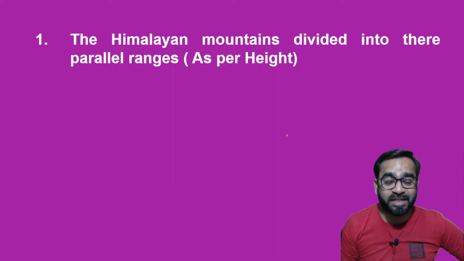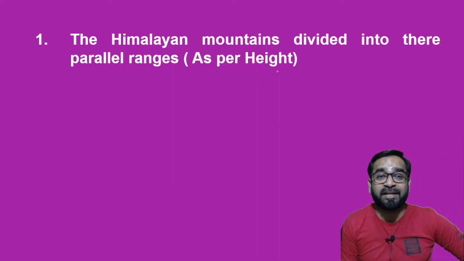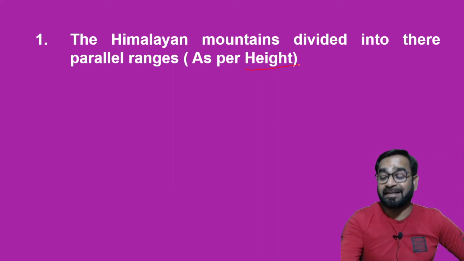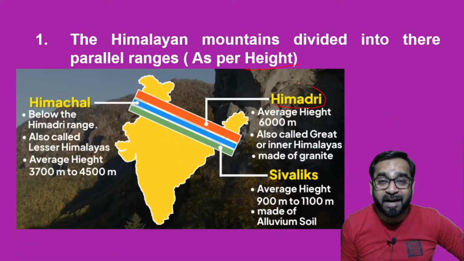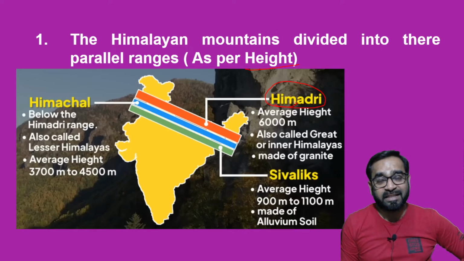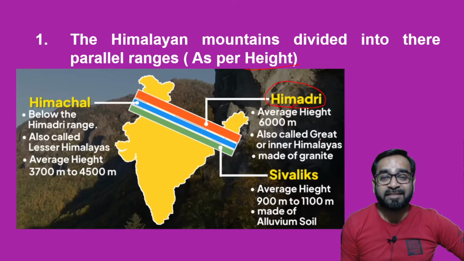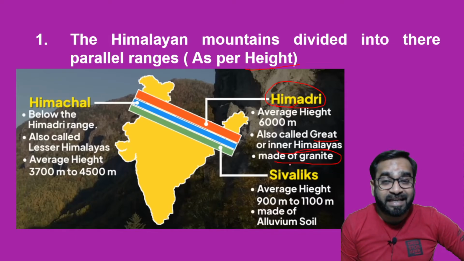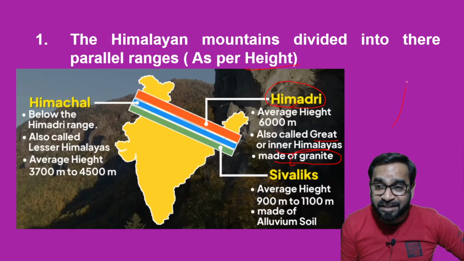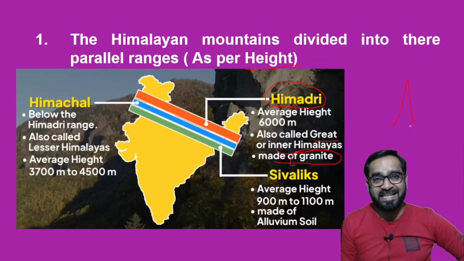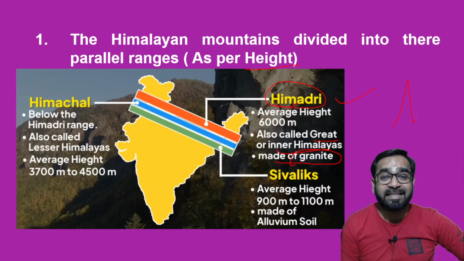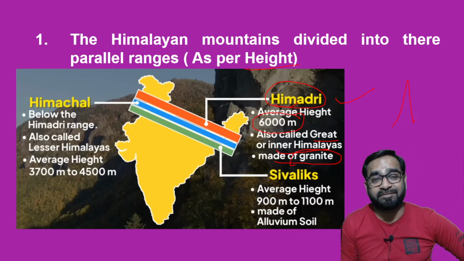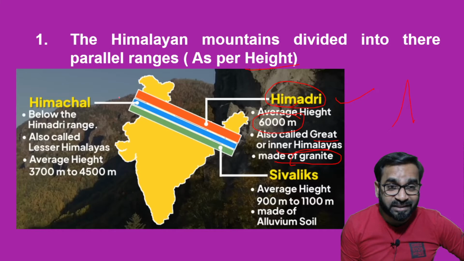Now we are going to study the Himalayan mountains, which are divided into 3 parallel ranges as per their height. The first one is, dear students, Himadri. The other names of Himadri are the Great or Inner Himalayas, and they are made up of granite, my dear friends. The height of the mountains varies, but the average altitude of the Himadri is 6,000 meters, dear students. The first one is completed.